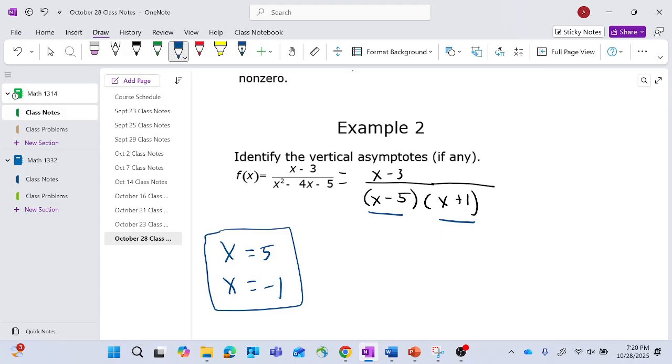Are we fine with that? Any questions, comments, concerns? No? All right.